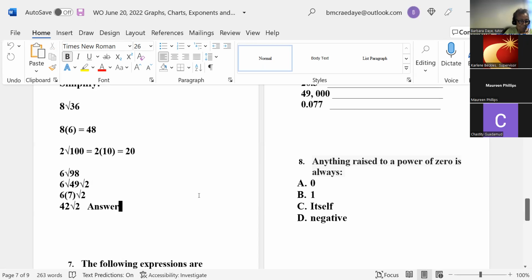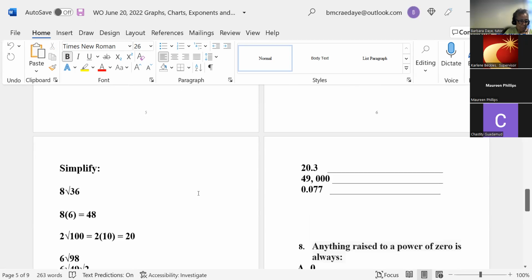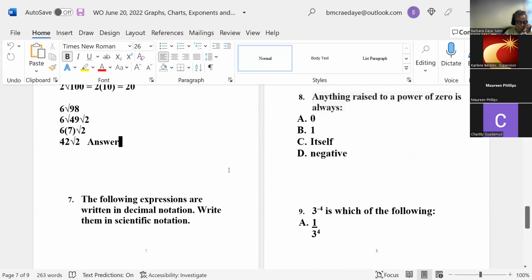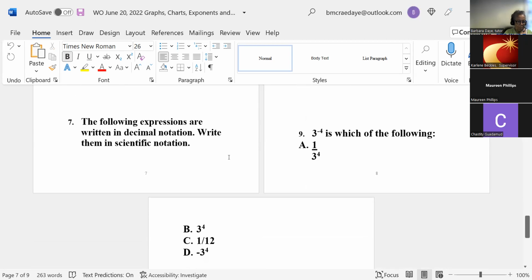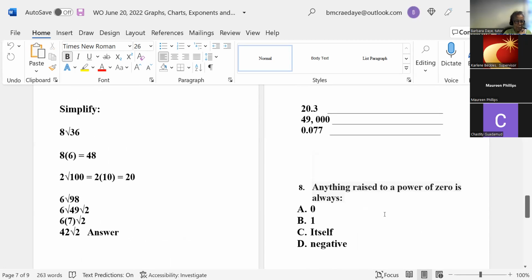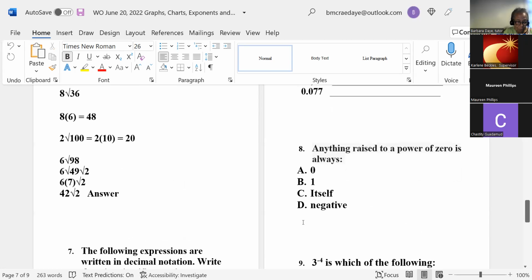Okay. Before we look at the scientific notation, let's go to number 8. Anything raised to a power of 0 is always what? 1. Okay, you had that one correct. So answer B.